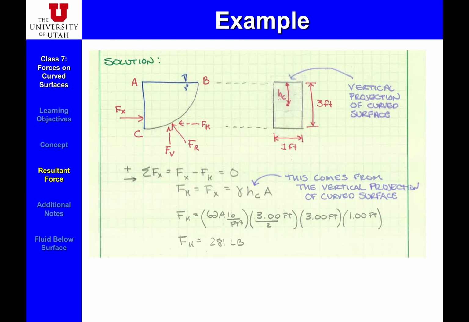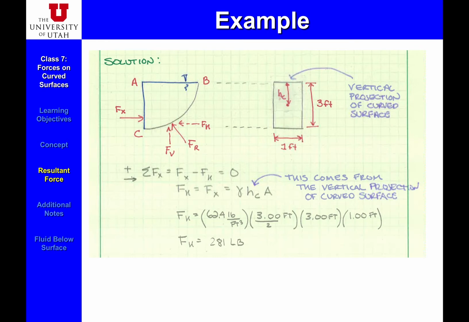I've also drawn the vertical projection of the curved surface, because we know that we're going to need the distance to the centroid of that projection. And the height of that projection is 3 feet, because that's the radius of the pipe. And then our width of that projection is 1 foot. And that's because I said in the problem statement that we wanted to evaluate the force acting on the curved surface of a 1-foot section of storm drain.